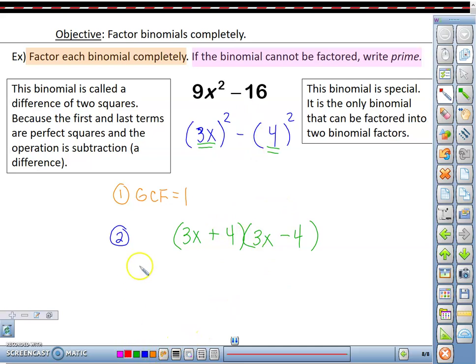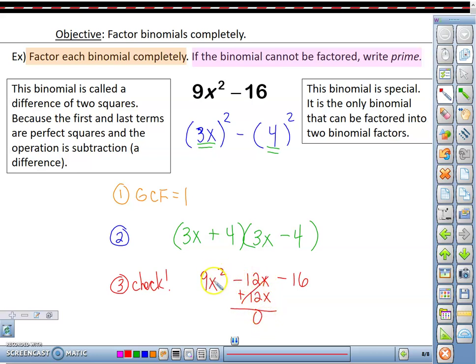So we should also check it, just like we did with trinomials, to make sure that we haven't made any mistakes. Here we have 3x times 3x, which is 9x squared. We have 3x times a negative 4, which is a negative 12x. 4 times 3x would be a positive 12x. 4 times negative 4 is a negative 16. So notice here, we have negative 12 plus positive 12. That would be 0. So this term goes away.